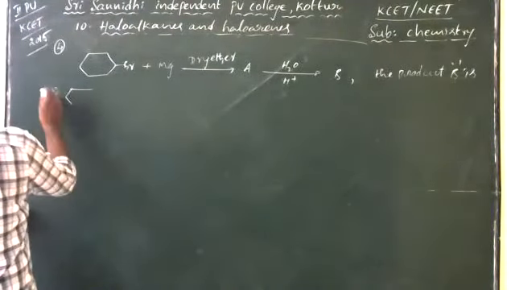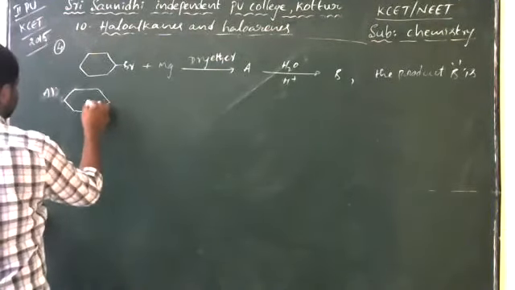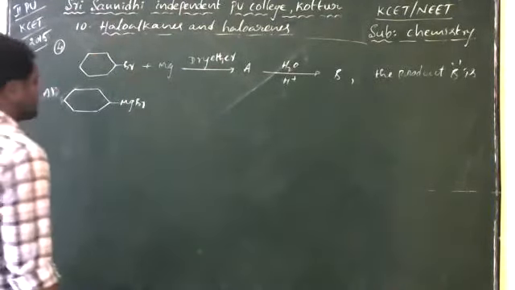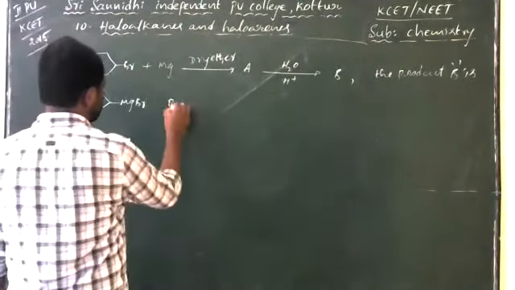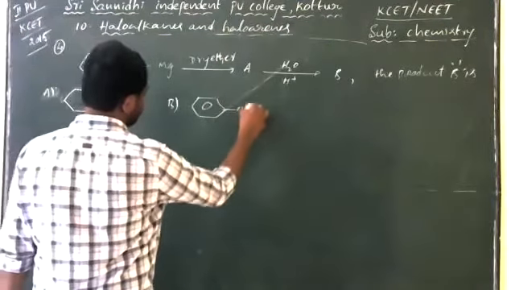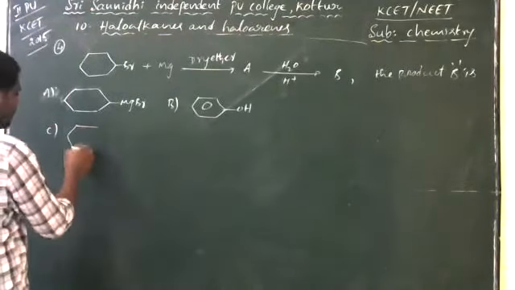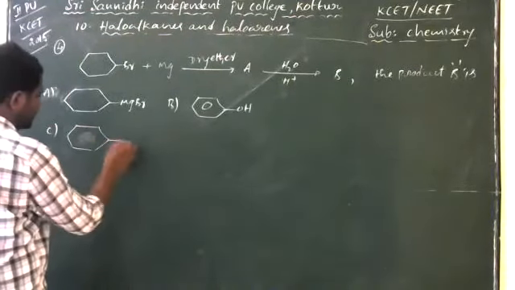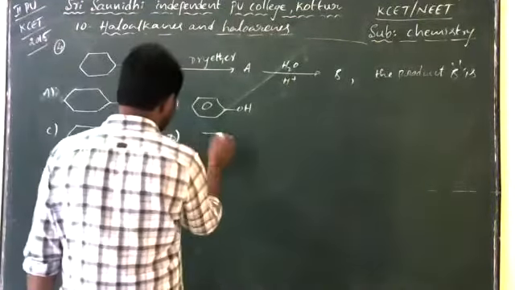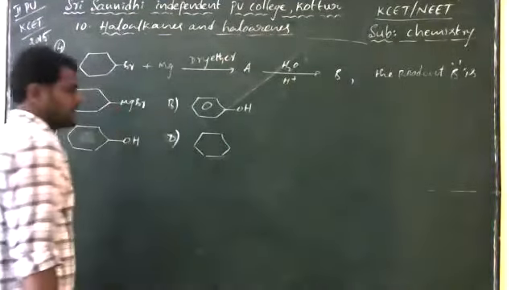Option A is cyclohexane attached to MgBr. Option B is phenol. Option C is cyclohexanol, not the phenol, cyclohexanol. Then option D is cyclohexane. This is the question and the options given.